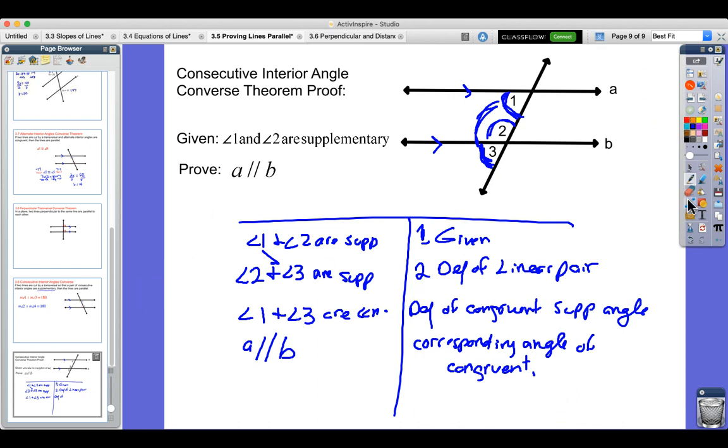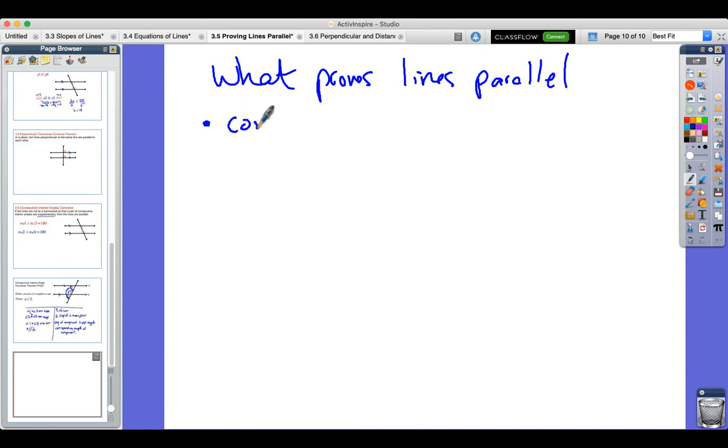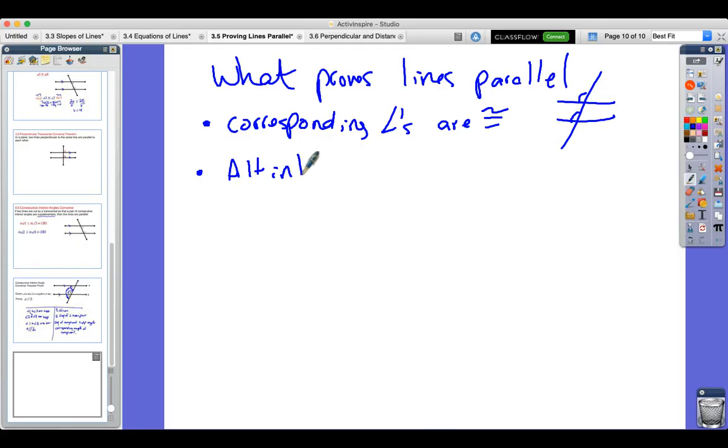So I'm going to make a little thing. What proves lines parallel? If we can show one thing, we can show corresponding angles. Corresponding angles are congruent. So we can prove that's congruent to that, or any version of that. If we can prove alternate interior angles are congruent.